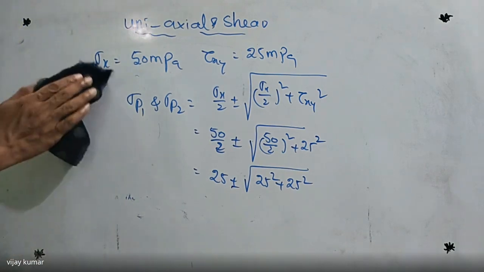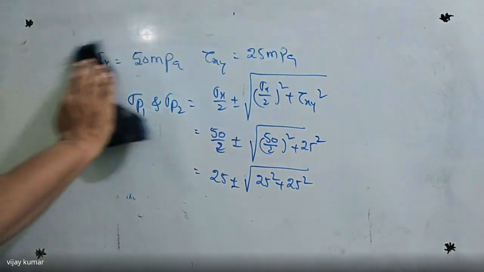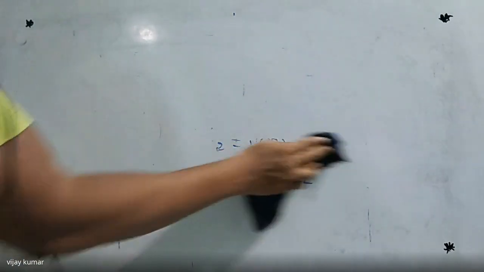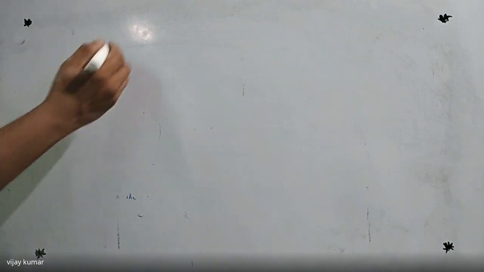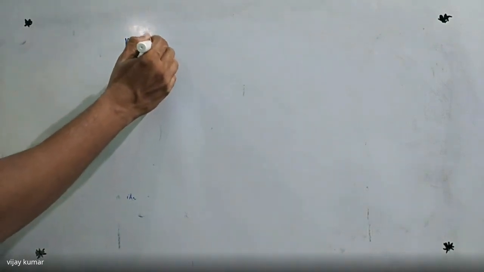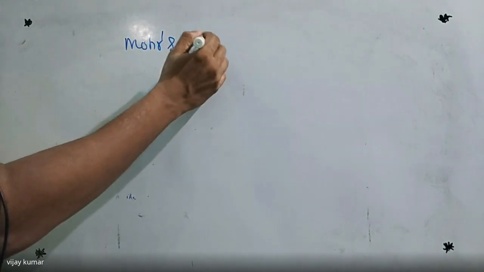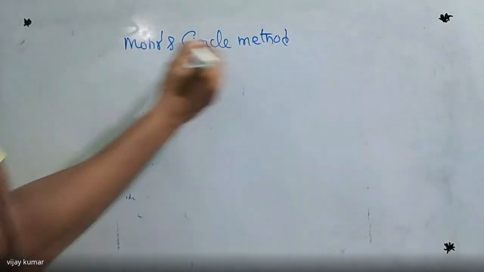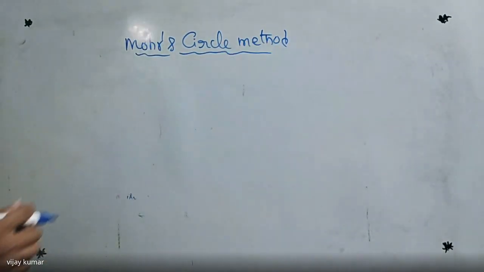After that, I'm going to explain what the principal strains are. After that, I'm going to give you the remaining topics. Okay, listen carefully. So I'm going to write it here. That is the Mohr circle method.